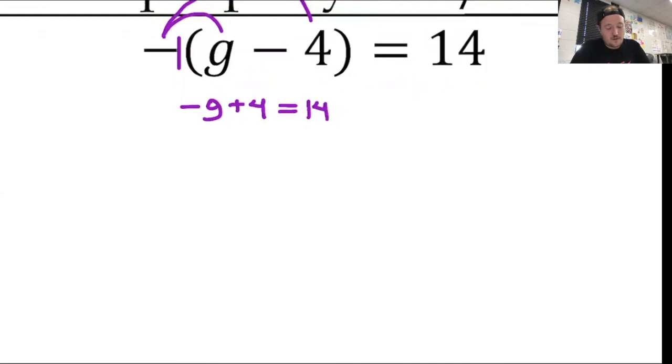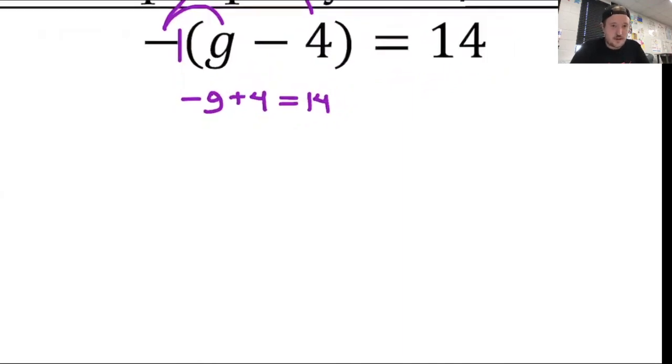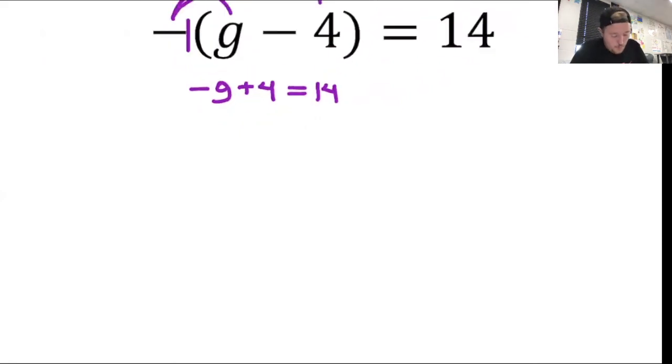You can write the -1 in the front if you want. You don't have to write the 1. I would say try to get in the habit of not writing it, but if you need it, it's okay. So that was the first step.